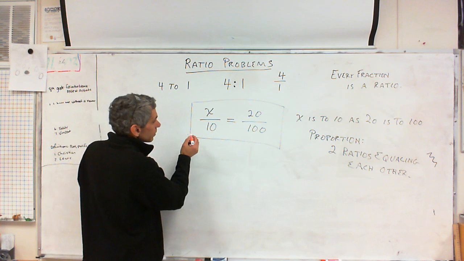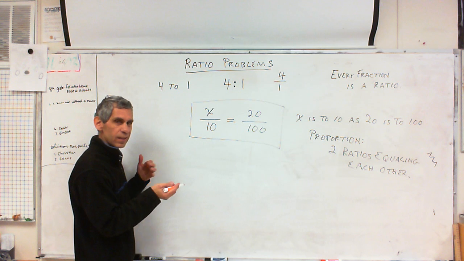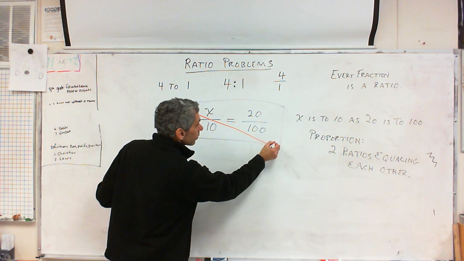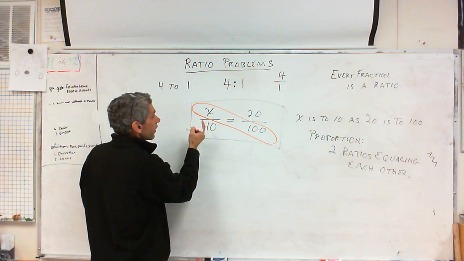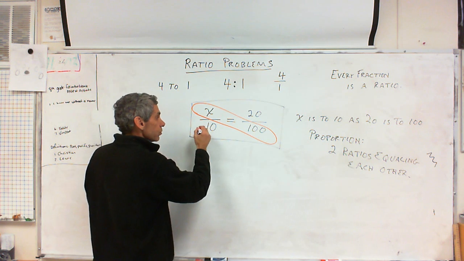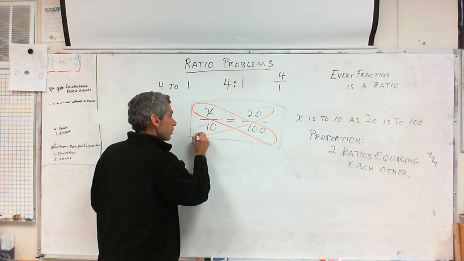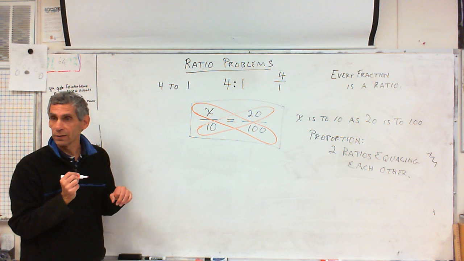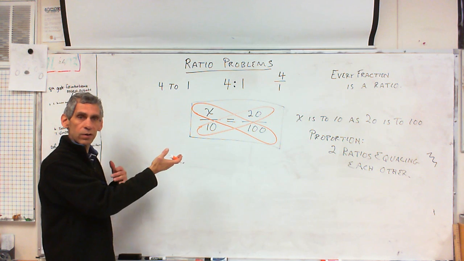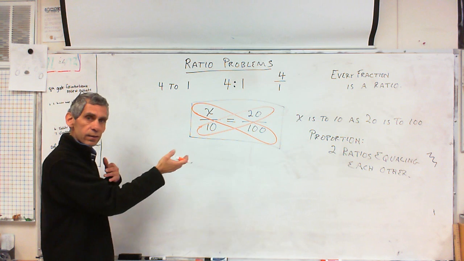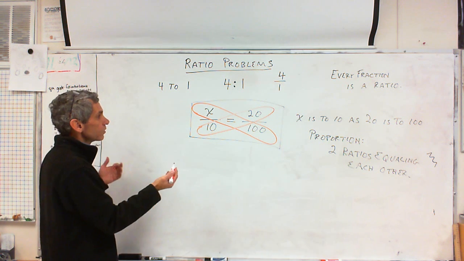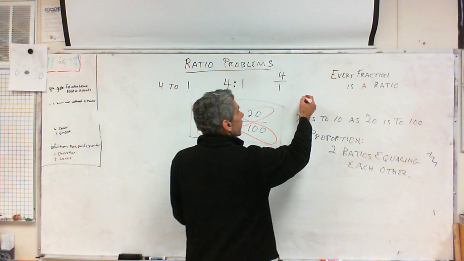So what that means is I'm going to start wherever the x is. I like to start with my x first. You're going to go like this: 100 times x is equal to 10 times 20. And I could do it the long way and you'd see, oh yeah, that's all you're really doing. But this is the shortcut. If you just remember this: solve proportions by cross multiplying.